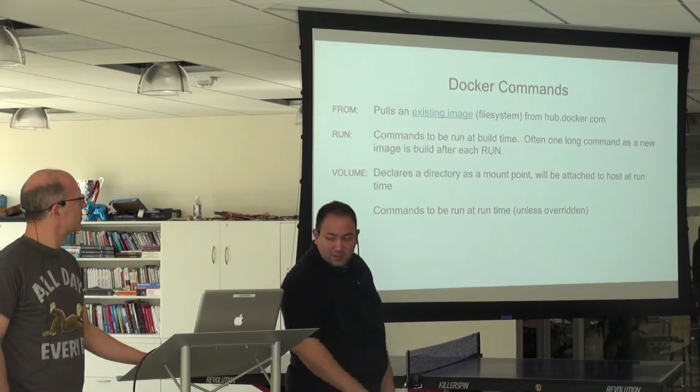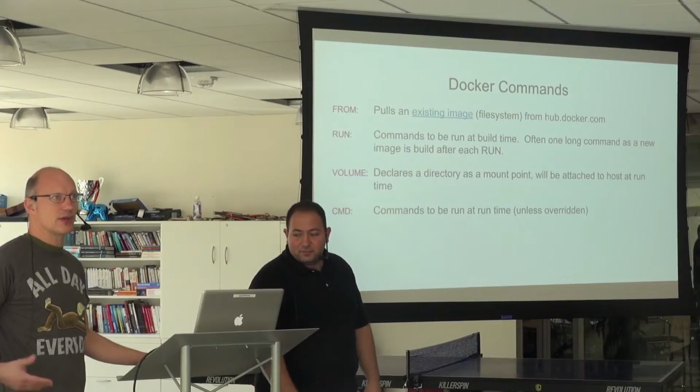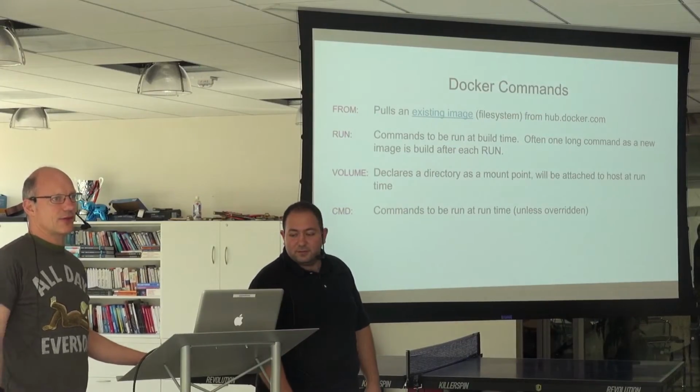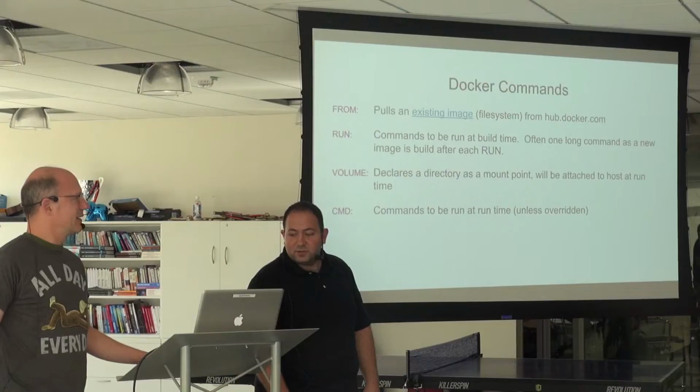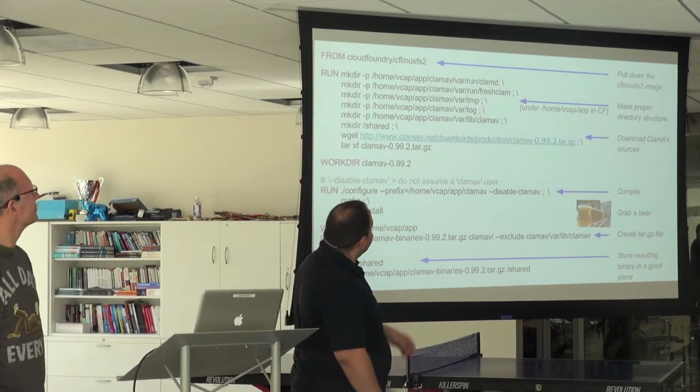Yeah. So here's from. It pulls an existing image from hub.docker.com, so you don't have to do anything on Docker. You just write from, and the first time you run it, it will do some churning. And next time we'll have it cached, so it'll be much faster. Exactly. Then usually you have your run command.